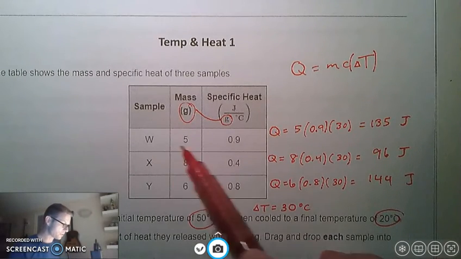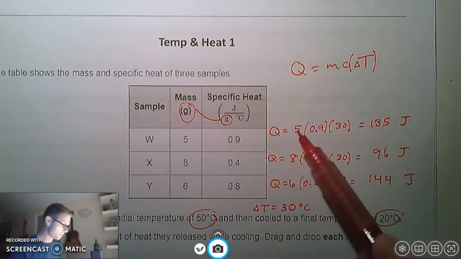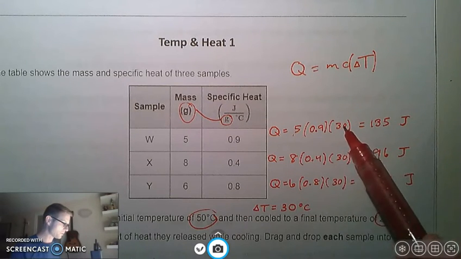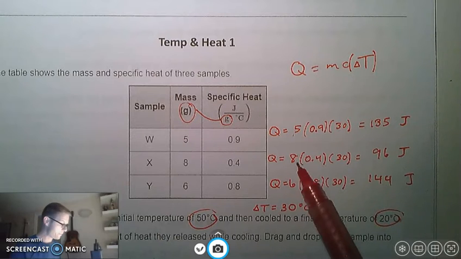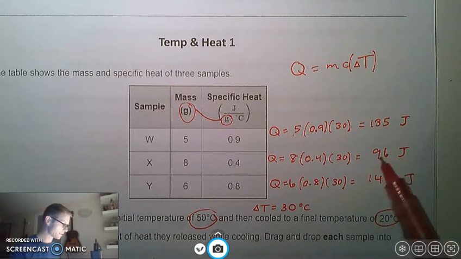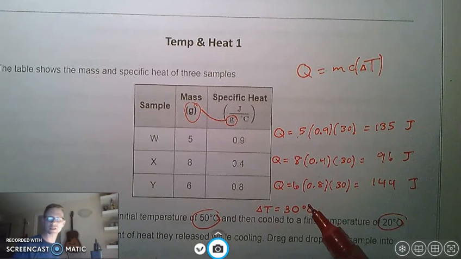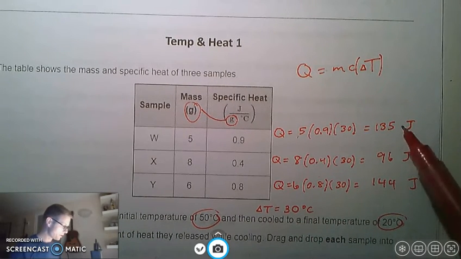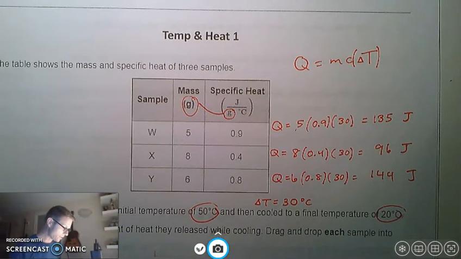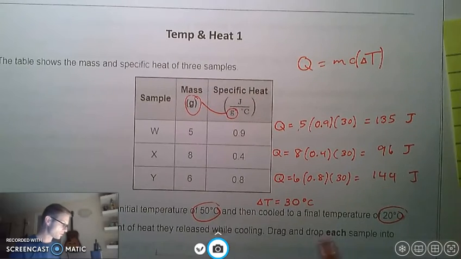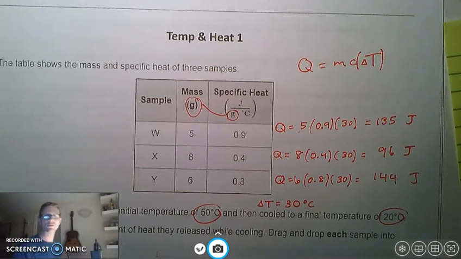Look at the sample W: mass, specific heat, delta T, 30. That means multiply, so I get 135. That means multiply, I get 96. Different mass, different specific heat, same change in temperature, because it says they all went through the same changes. So now I can think which one had the least amount of heat released. This all happens to be heat released. These were all released because they went from 50 to 20. So if something goes down in temperature, that means heat was released.